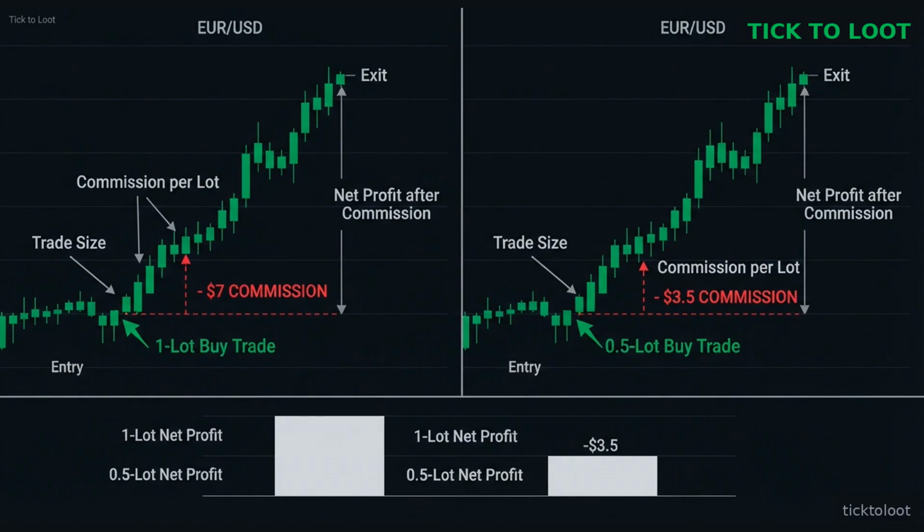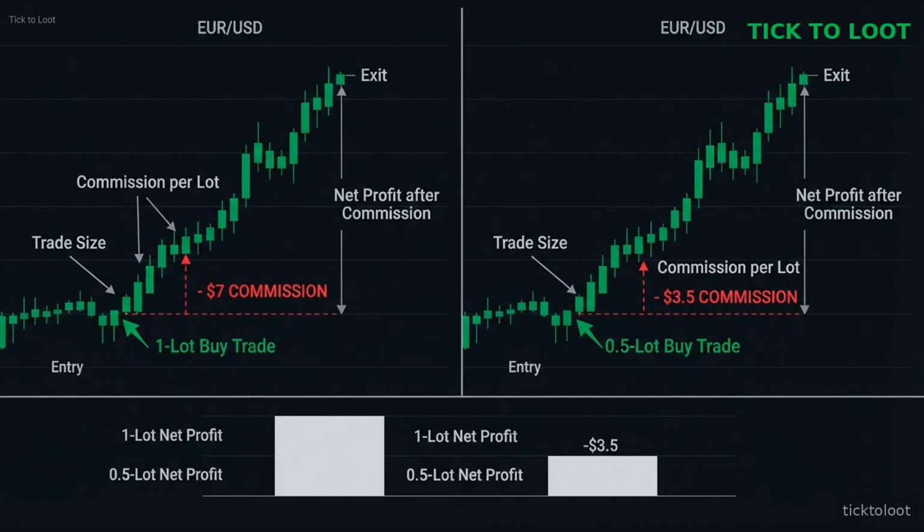Imagine you want to buy one standard lot of euro to US dollar, which is 100,000 euros. If your broker charges $7 per lot, that $7 is taken out of your profit no matter how well the trade moves. If the price only moves a few pips, that $7 could be a big chunk of your gain. To keep the toll from swallowing your profit, you can either choose a smaller lot or trade fewer lots.